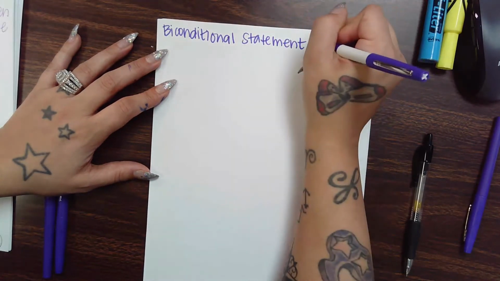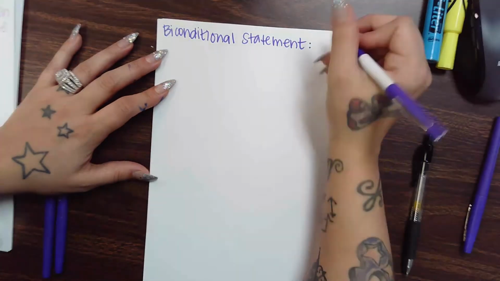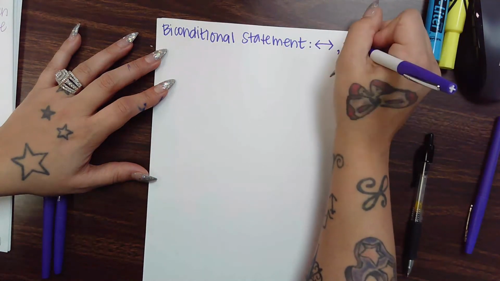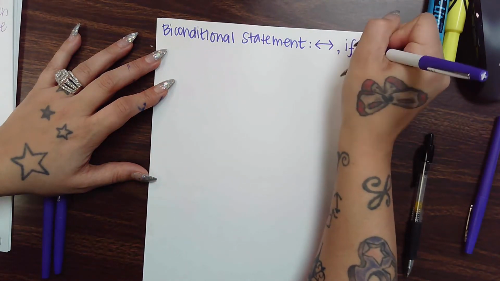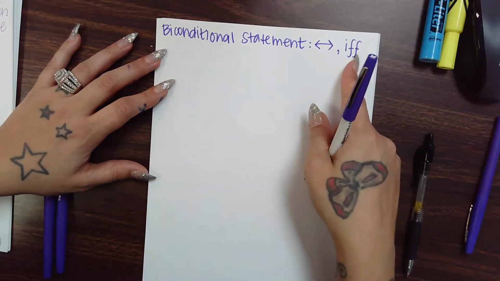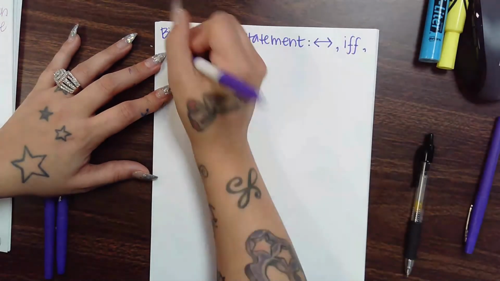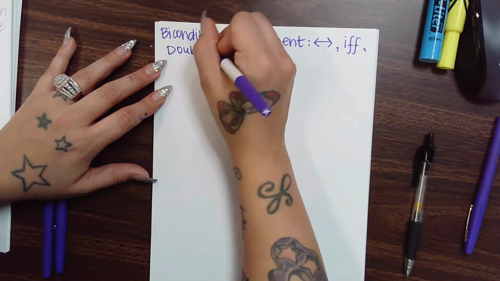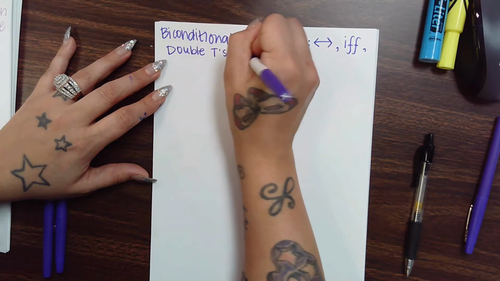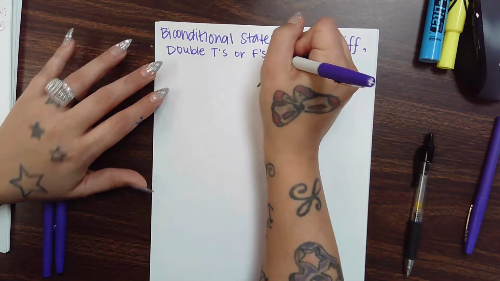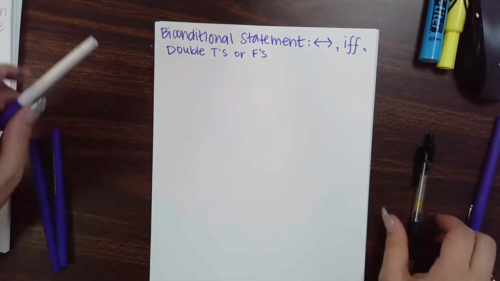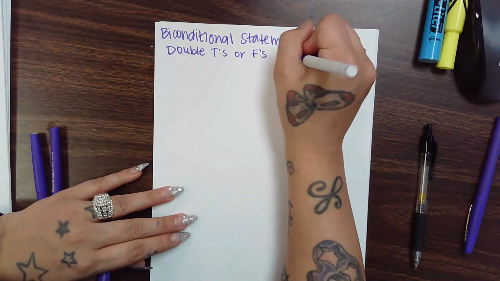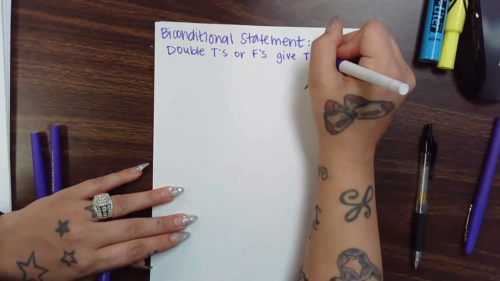Okay, so the symbol that we use with a biconditional statement is an arrow that points in 2 directions. We would see the words "if and only if," which as shorthand is IFF. Here what you do is you look for doubles. So double T's or F's. They need to be the same. That's how you're going to end up getting a true statement. Here we could say that double T's or F's give true value.